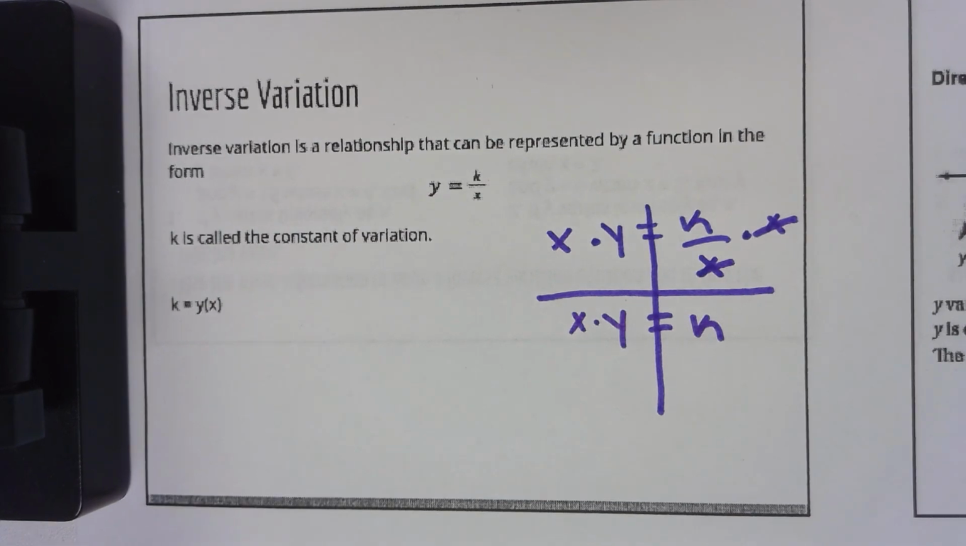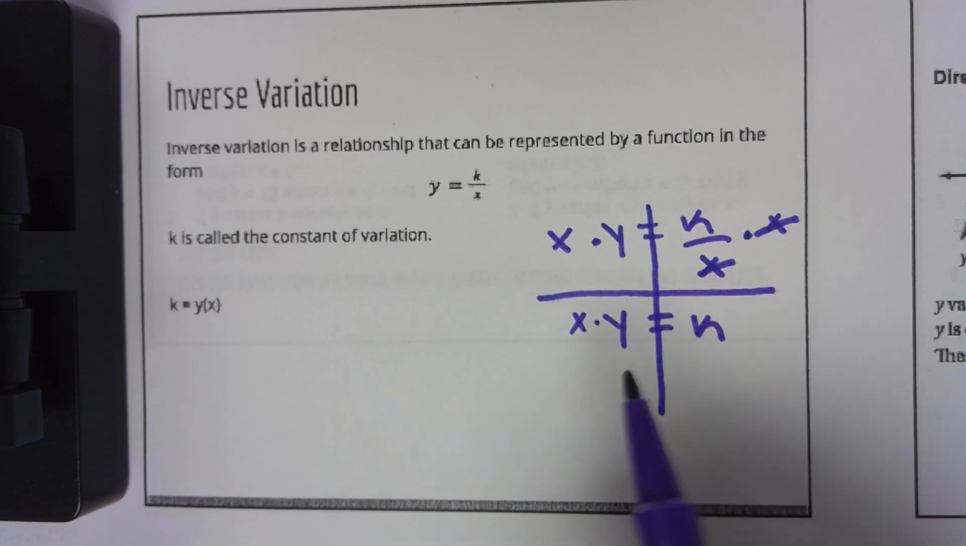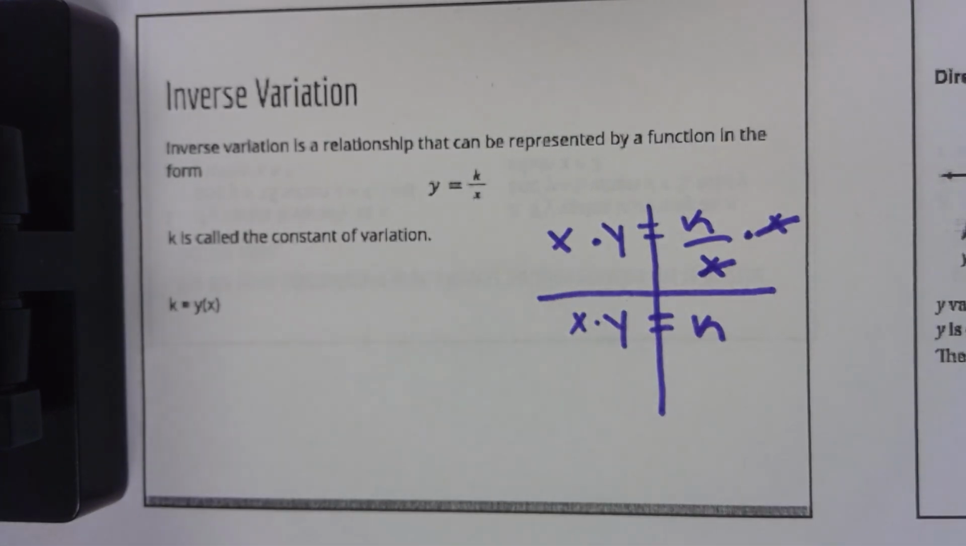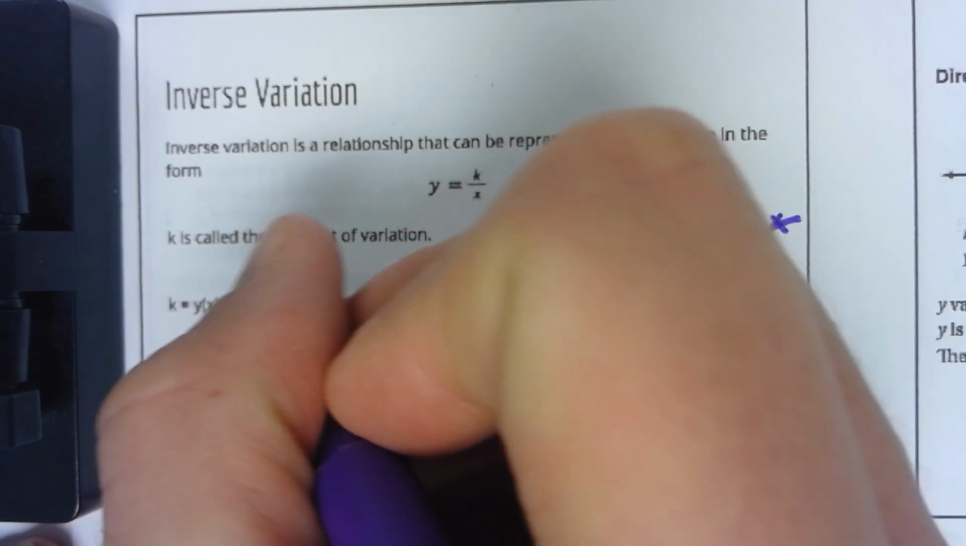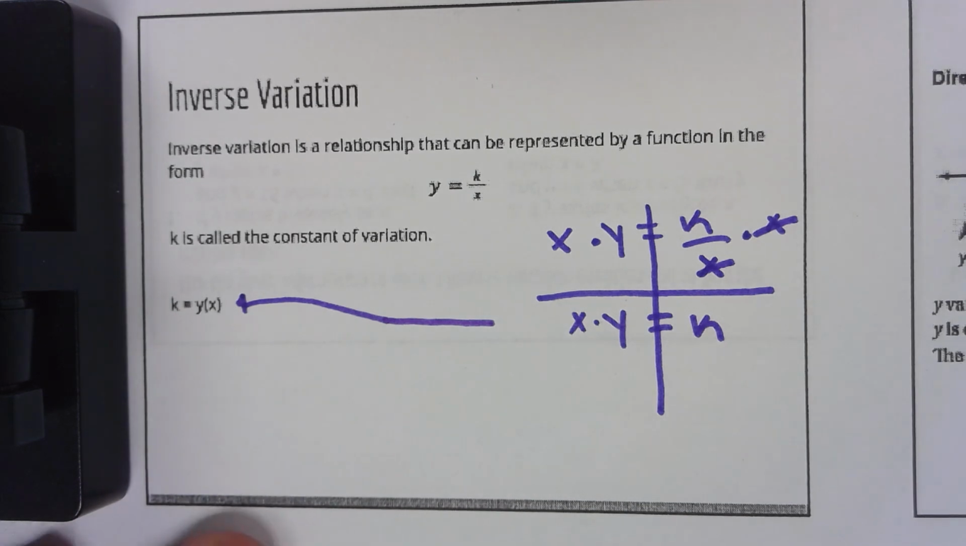So when we have inverse variation, if we get a table of values like what we ended the direct variation lesson with, we can check to see if that's inverse variation if x times y always equals that value of k. That's what this equation is saying over here, that k is equal to y times x. And just like before, that value of k is called our constant of variation.